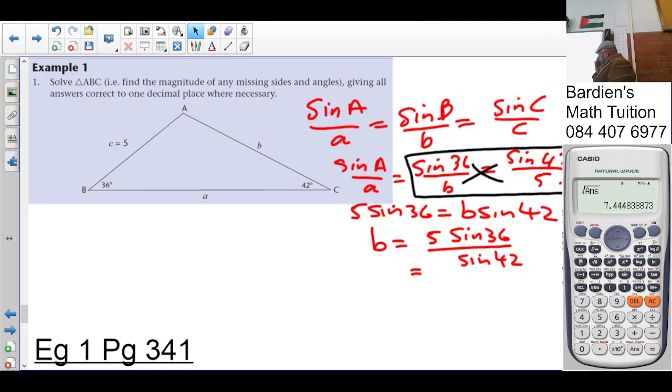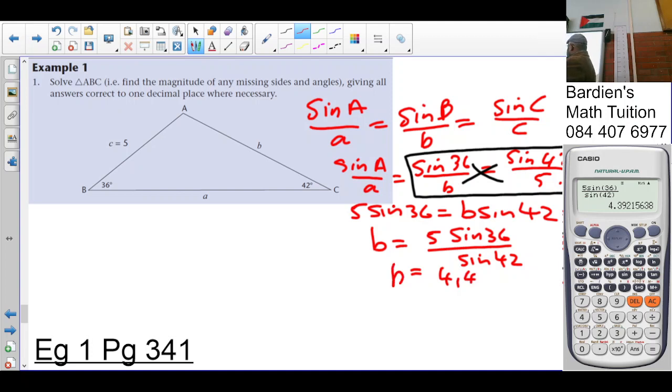So what do we have? Put in the calculator 5 sine 36 over sine 42, which is 4.39. So it's 4.4 centimeters, or units. Not so?